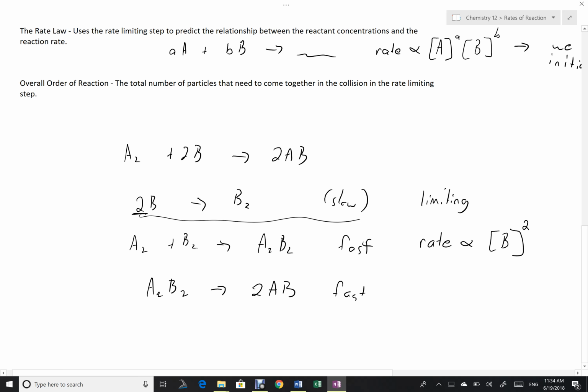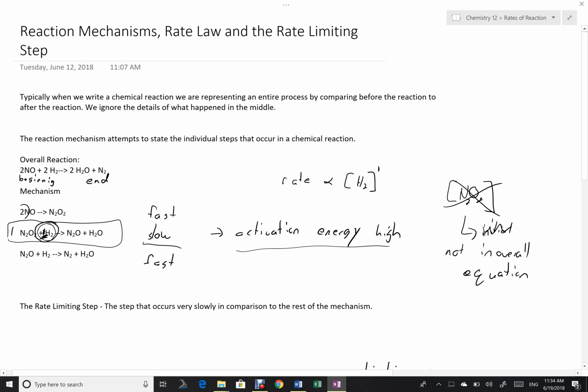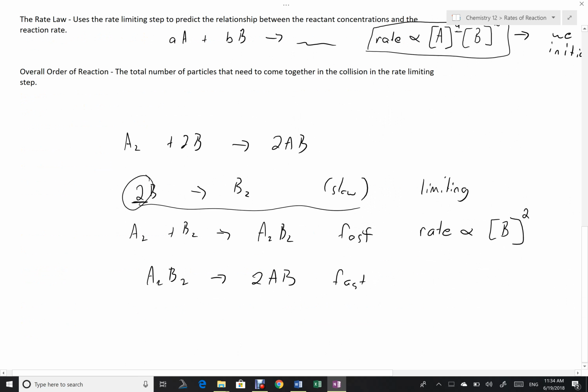Either way, we can use the rate limiting step to predict the relationship between the rate and the concentration of the individual reactants. We take reactants that were in the overall equation and we set them to the exponent of their coefficient in the rate limiting step. For example here, 2B's, so B squared. Or for example here, 1 H2, so H2 to the power 1. And then we can predict how changing the concentration of one of the reactants will numerically affect the actual reaction rate.